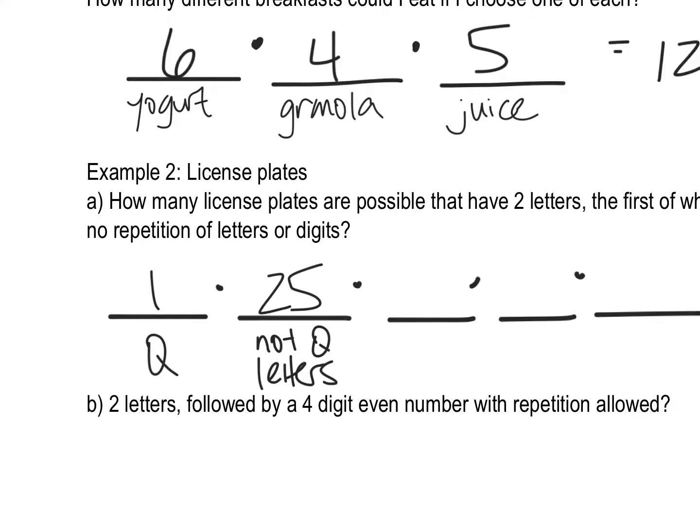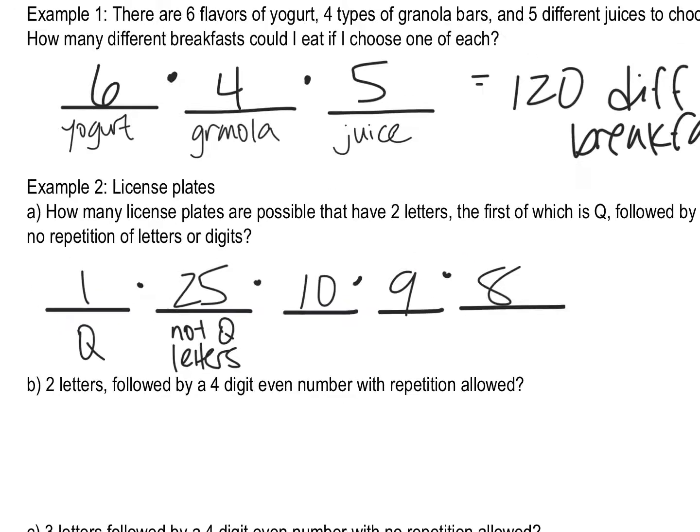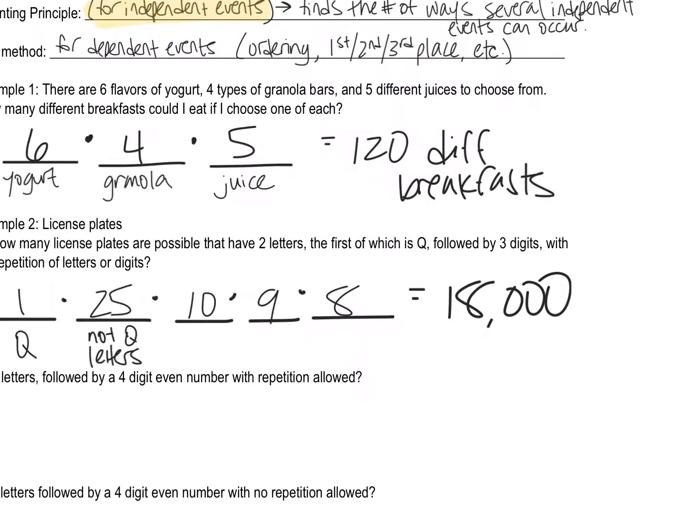Okay, and then I have to have numbers, digits. So if you look at the digits 0 through 9, that is 10 numbers because it includes 0. And so if we're not allowed to repeat those numbers, then I do have 10 choices of numbers here, but whatever that number is, I cannot use again. So now there's only 9 numbers left, and then there's 8 after that. So again, we just multiply those straight across, and that's how you deal with this non-repetition clause. When you multiply all those together, you get 18,000 different plates.